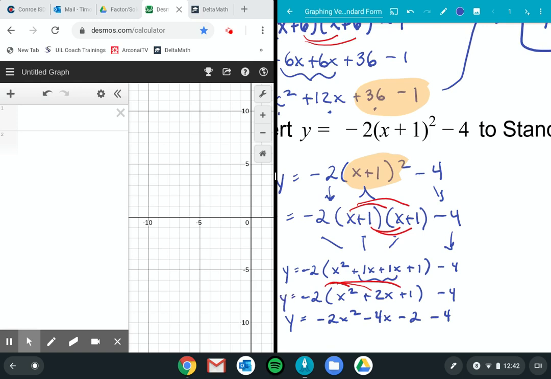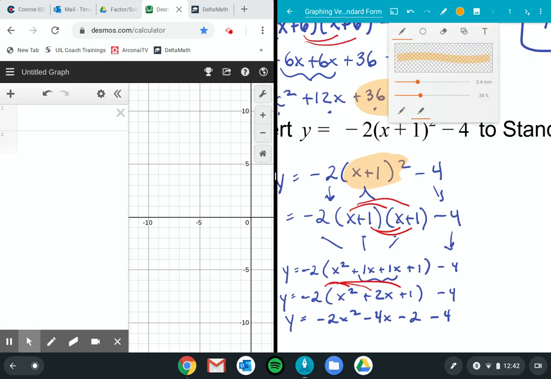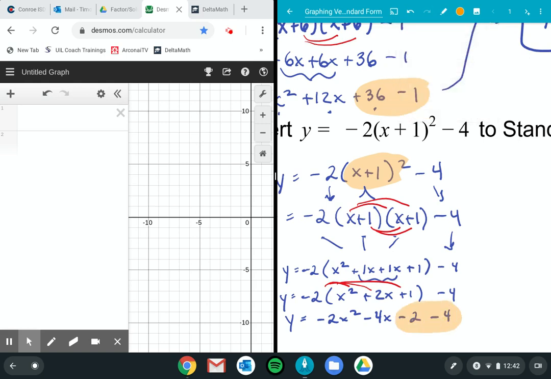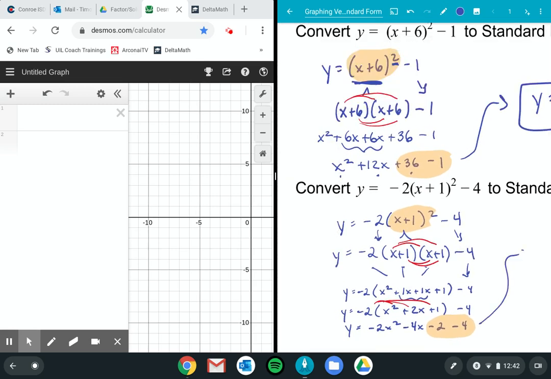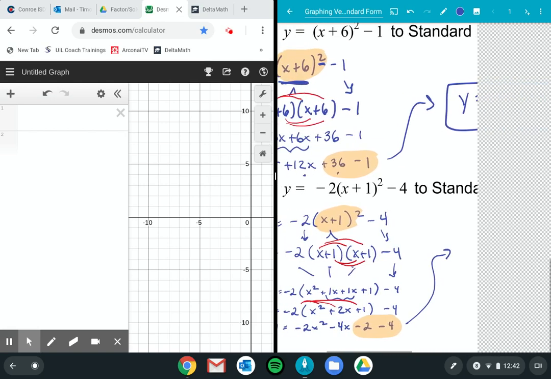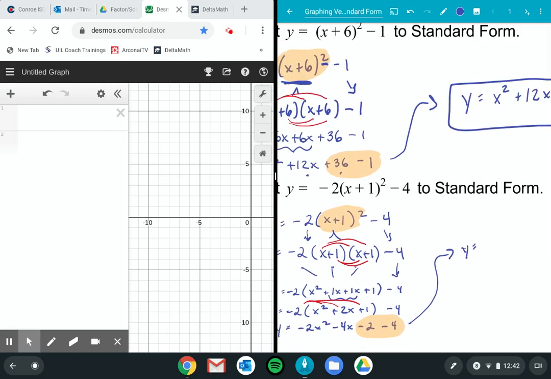So now, what can I combine? Hopefully you answered, kind of to yourself, these two. Same as last time. It's pretty much the same order every time, which is nice. So when I do that, my final answer is going to be y equals negative 2x squared minus 4x minus 6, because negative 2 minus 4 is negative 6. And that's my final answer.